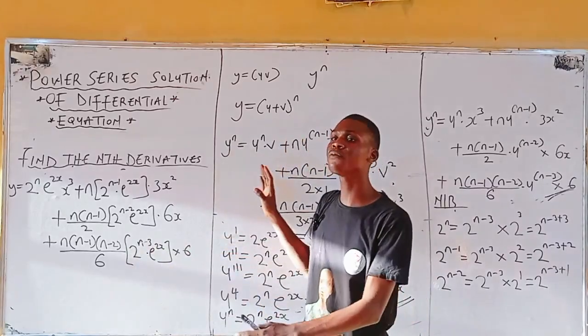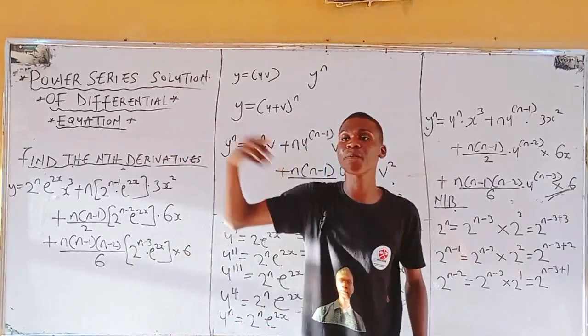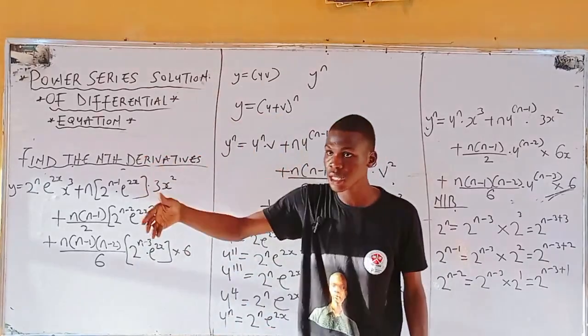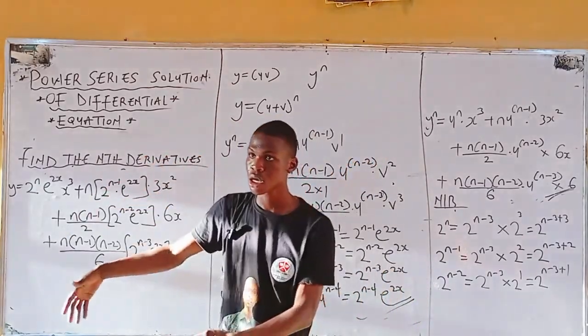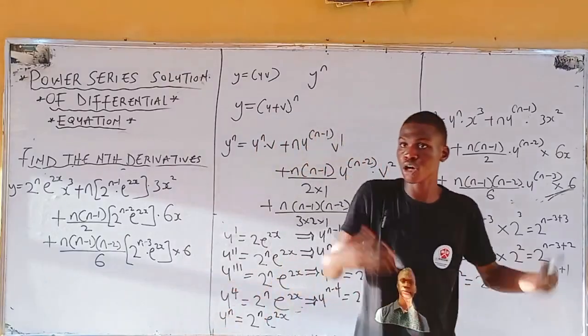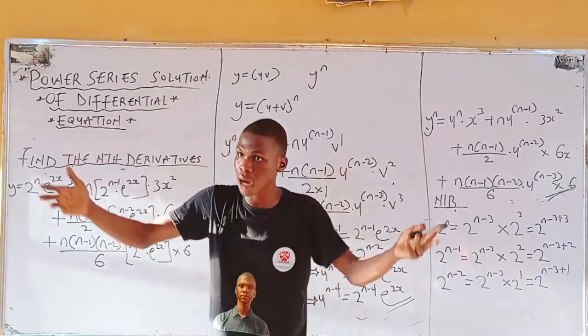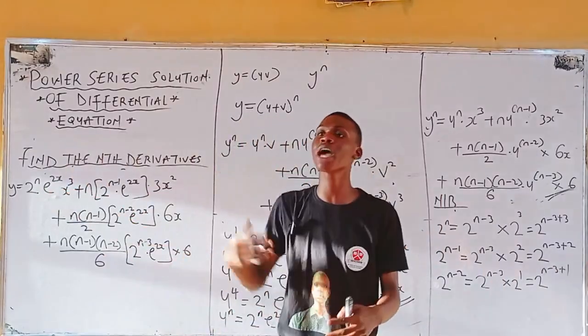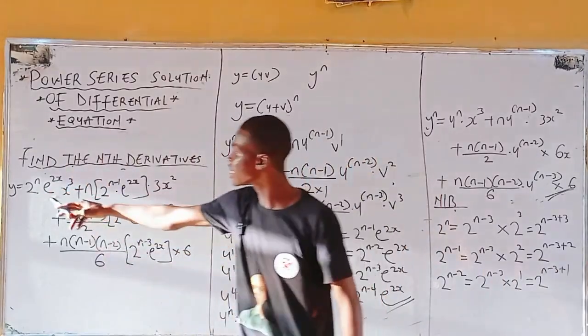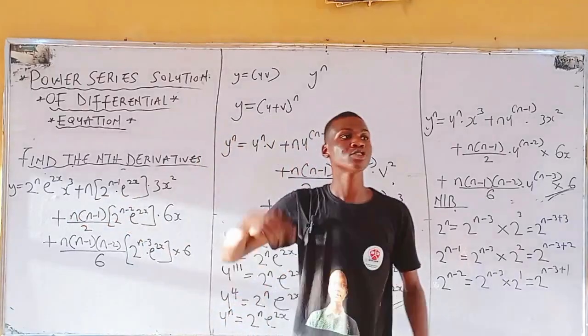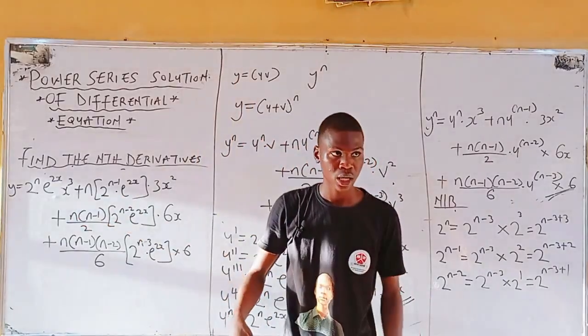Do I want all the functions of 2 to have the same power as 2 raised to the power of n, or 2 raised to the power of n minus 1, or 2 raised to the power of n minus 2, or 2 raised to the power of n minus 3? Are you getting me? So you can choose any of these powers, but I'm using 2 raised to the power of n minus 3. So I'm expressing all functions of 2 as 2 raised to the power of n minus 3.